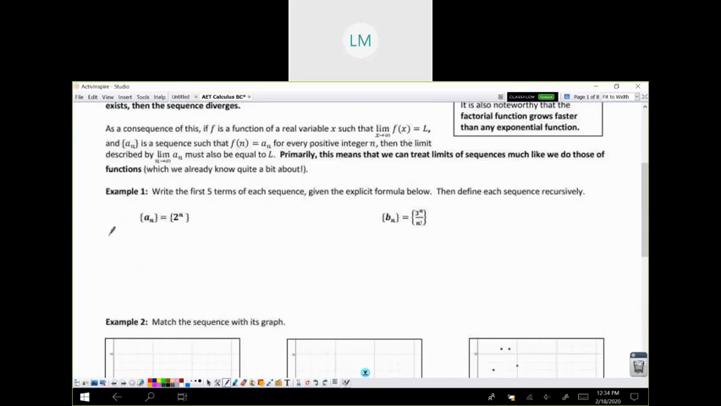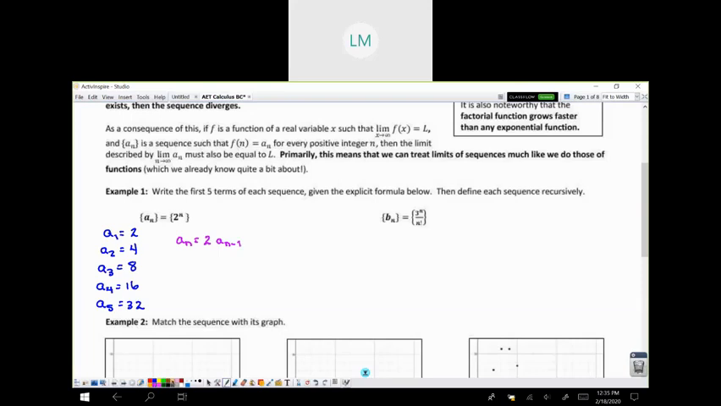So we have a sub 1 is going to be 2 to the first, so that's 2. A sub 2 is 2 squared, so that's 4. A3 will be 8. A4 will be 16. And A5 will be 32. So that gives me my recursively defined sequence. Each successive term I have to multiply by 2, so it's 2 times a sub n minus 1.